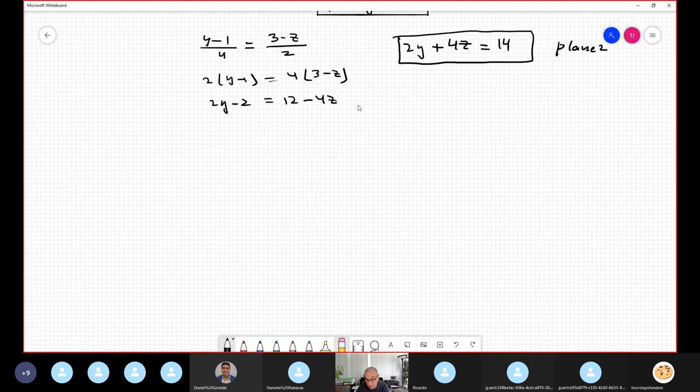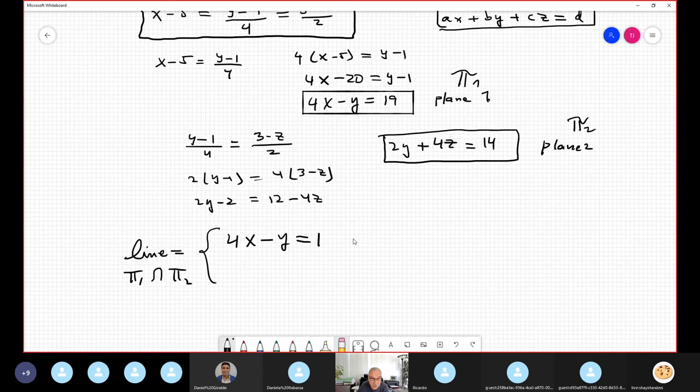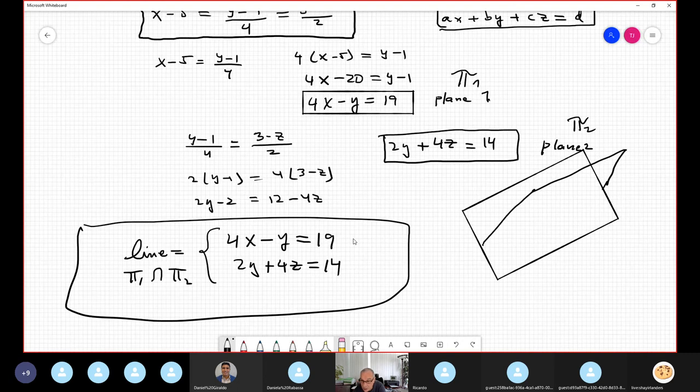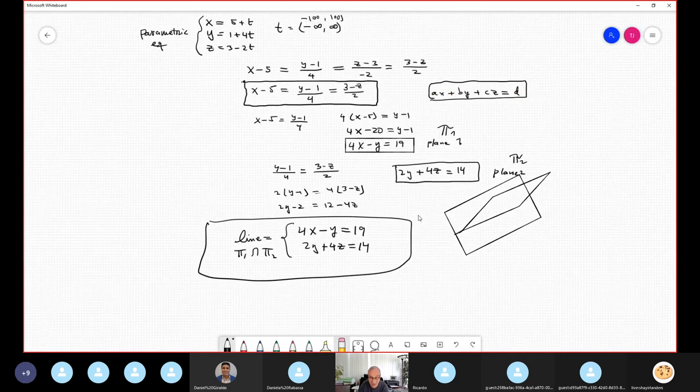Another possibility for the equation of our famous line is the intersection of plane 1 and plane 2. I call them pi 1 and pi 2. You put the curly bracket like that, and you copy both plane equations: 4x minus y equal 19, and 2y plus 4z equal 14. It's another possibility. It makes sense, right? Because one plane, I want to show you in GeoGebra, but not now because the time is over, intersected with another plane is a line. So the intersection of two planes is a line. We have several ways to express the equation for the line: vector equation, parametric equation, symmetric equation, and intersection of two planes.